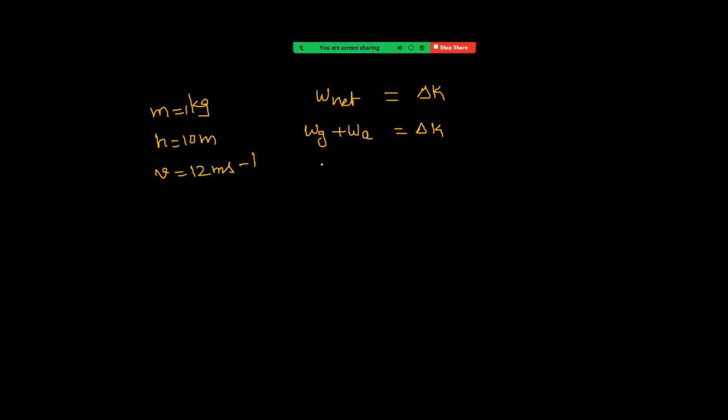And you can see the gravitational force is downwards and the displacement is also downwards. Therefore, the work done by gravity is F into h, where F is now mg. And mg is now 9.8.